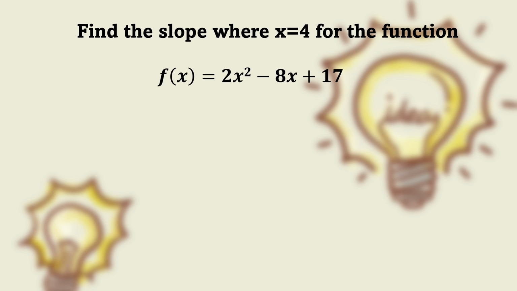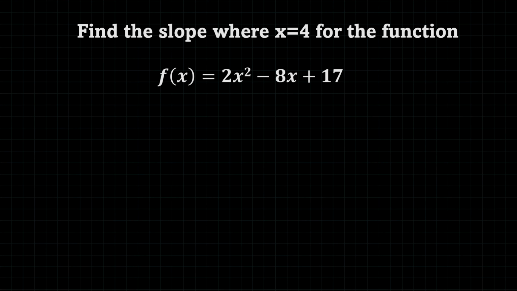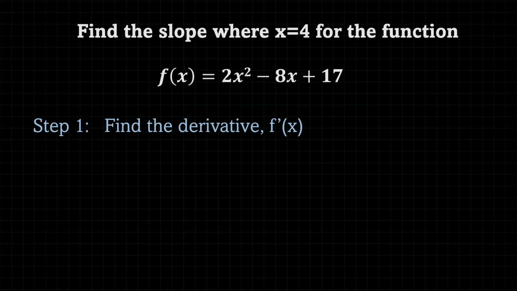What if they asked us this? Find the slope where x equals 4 for the function. Same function here. Now they want the slope at a point where our x value is 4. What do we do? Well, the first thing is what we did in the previous question. We have to find the derivative. So we would do exactly what we did in the previous question and end up with f prime of x equal to 4x minus 8.